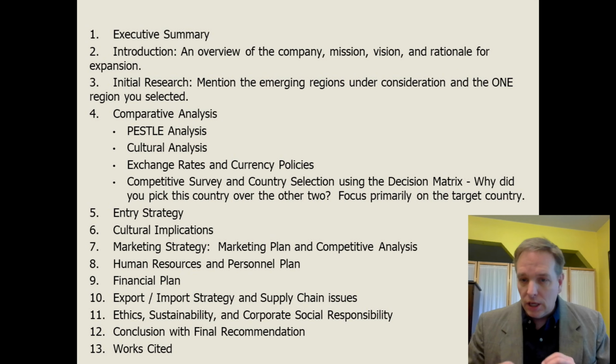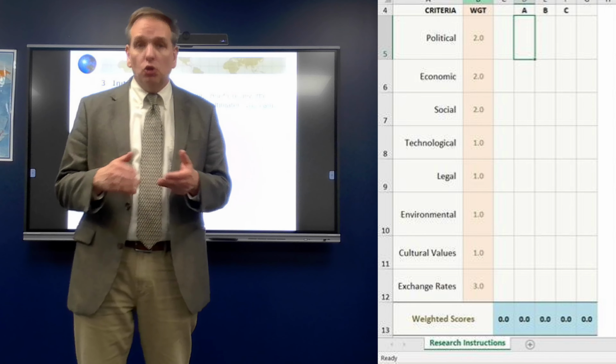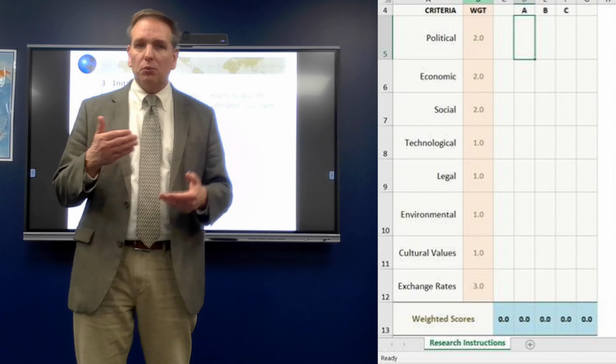The PESTLE is like the first 6 items you've got on there, right? And then you've got the section on culture, and then you've got the section on currency, okay, right? But the whole thing is the decision matrix. Okay. So all of those variables you use to make a decision, and the decision matrix is the tool that you use. By the time you get to the decision matrix, then you should already know what region you're ready to move into, and at that point you can compare 3 countries within that region.